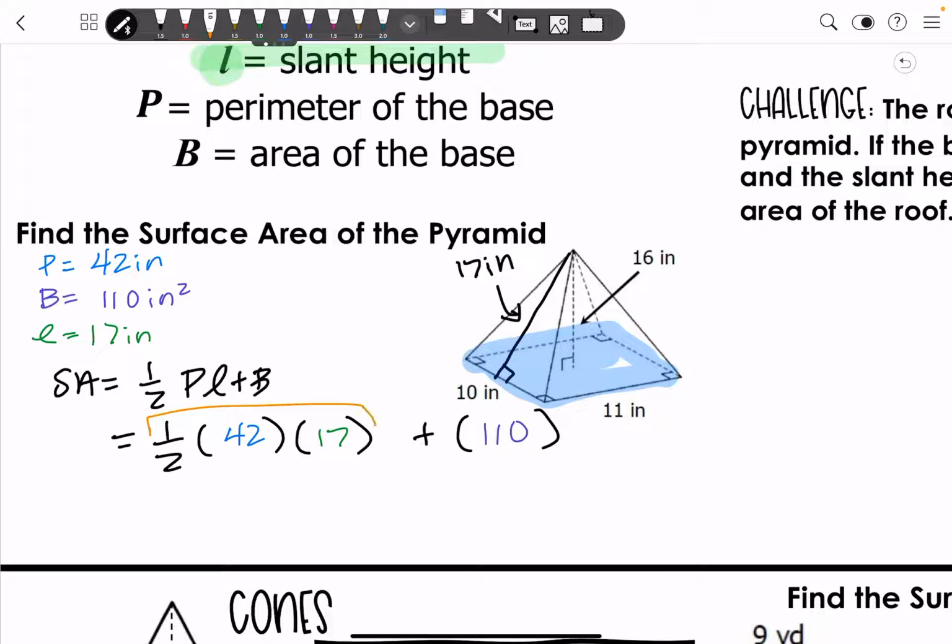Now this part right here, that's your lateral area. So I like to always find out what this is first. So that way, if I'm ever asked what the lateral area is, I don't have to do more work. It's already in there. I don't have to redo all of my work. So I'm going to make a note that my lateral area for this is 357 inches squared. In order to find our total surface area, we're just going to add it to the area of our base, and we get that our surface area is 467 inches squared.